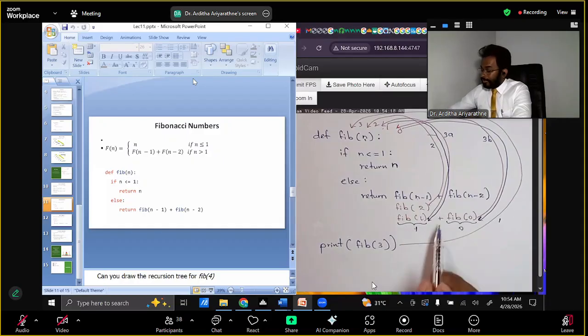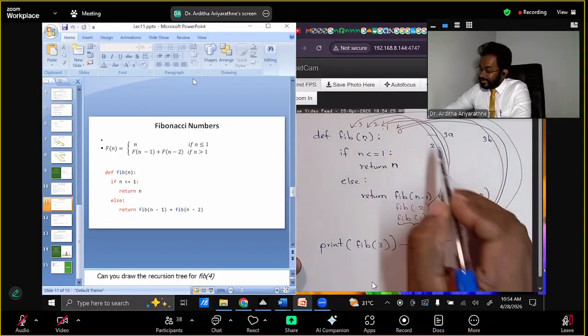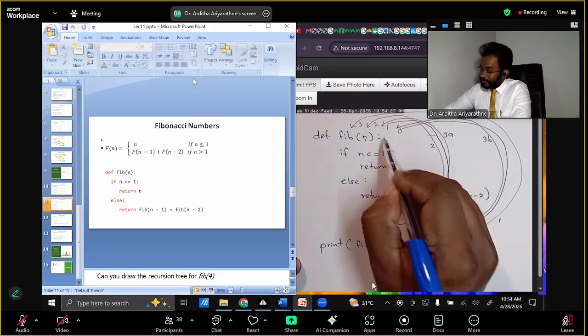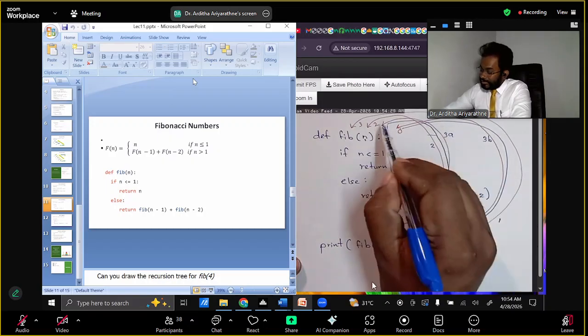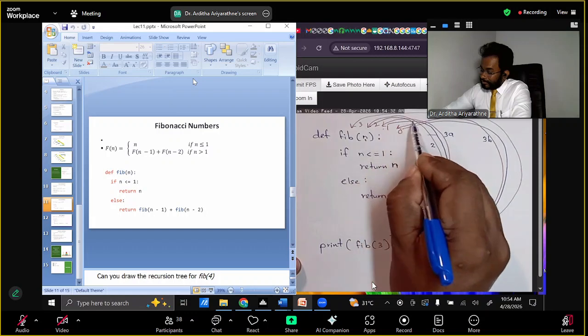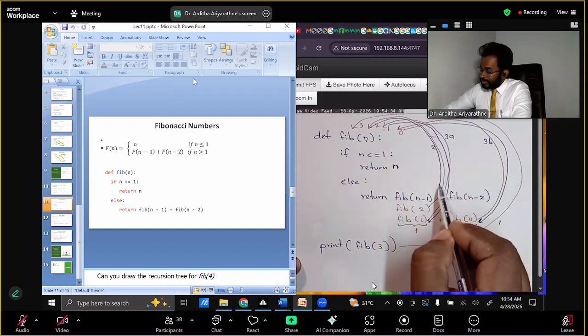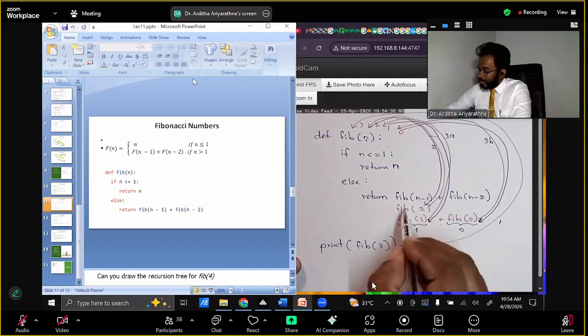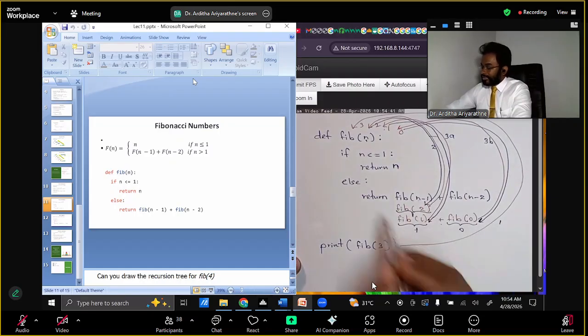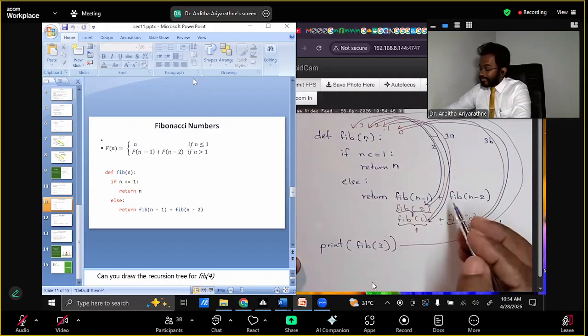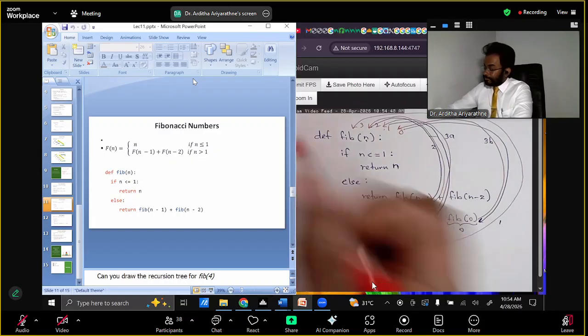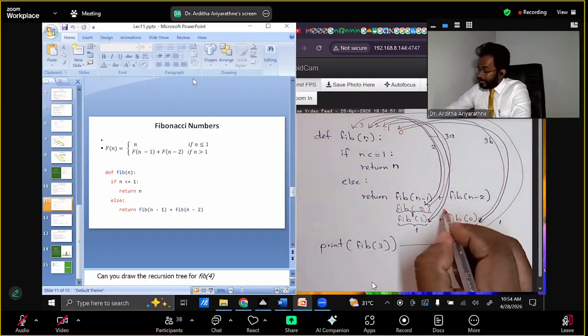Now 1 plus 0. 1 plus 0 means 1. We are returning through this second step. Now we know the answer for this one. It's 1. Here 1 plus 0, it's 1. But we can't return now. There is another part here.